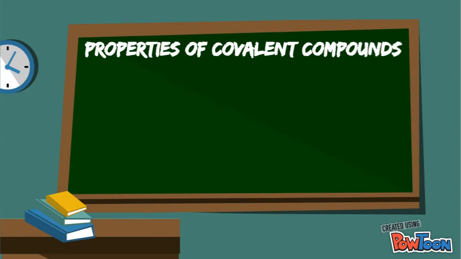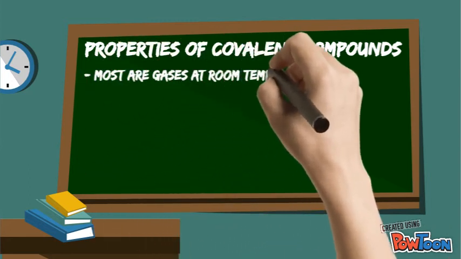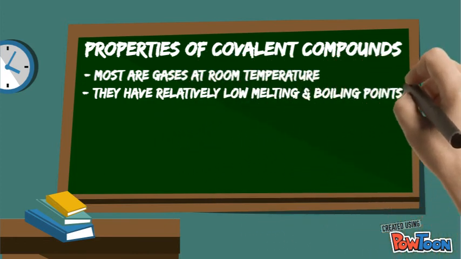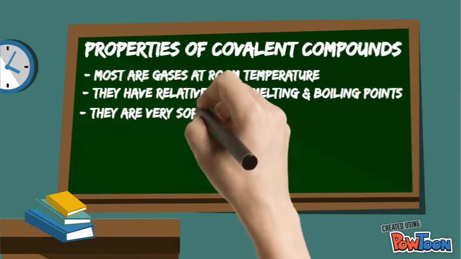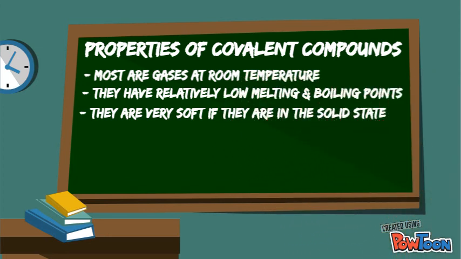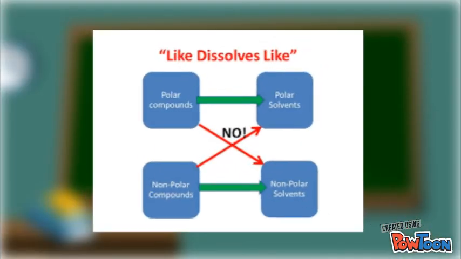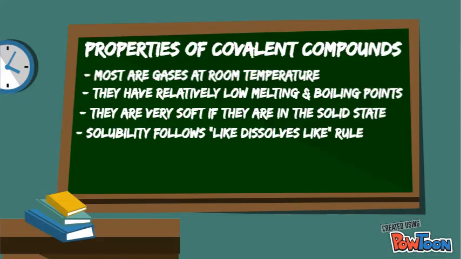Properties of covalent compounds. The first one is that mostly they are gases at room temperature. They have relatively low melting and boiling points. They are very soft if they're in their solid state at all, and their solubility follows like dissolves like rules. What that means is that polar compounds are going to be dissolved in other polar solvents, but not in nonpolar solvents, and nonpolar compounds are soluble in nonpolar solvents, but not in polar solvents. This is why water and oil do not mix, because one's polar and one's nonpolar.